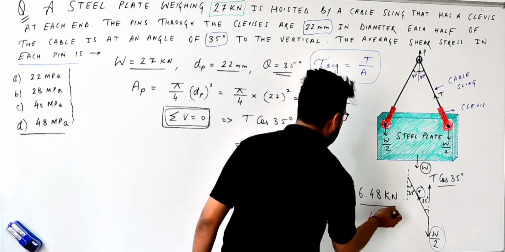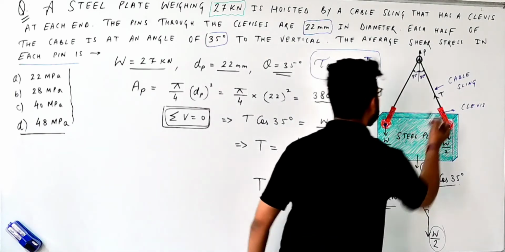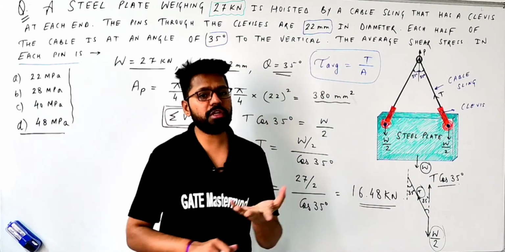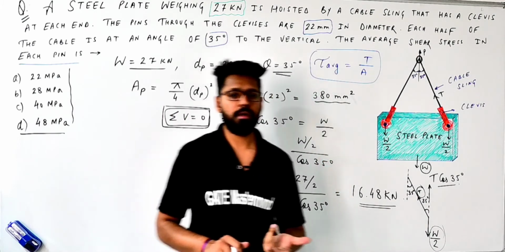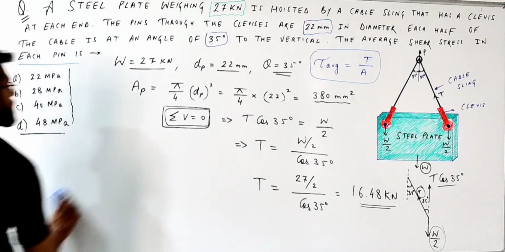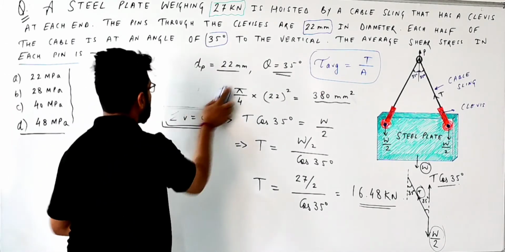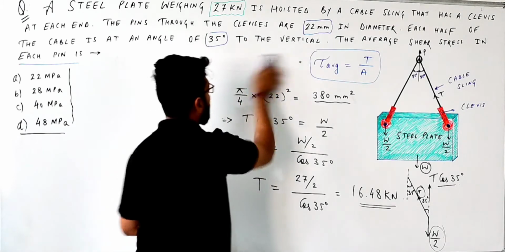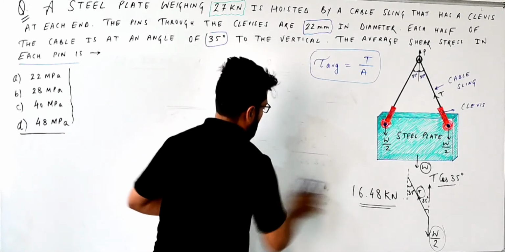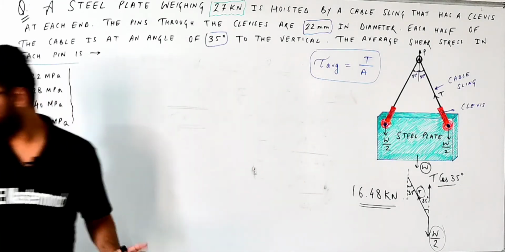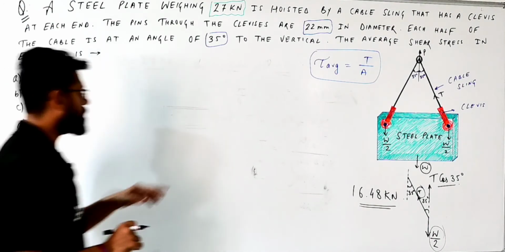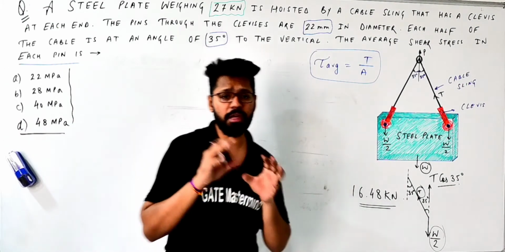Okay students, this is our tension in the cable sling. So the tension is known, and we can find the average shear stress in the pins. Not a big deal. Here you have to remember one very beautiful concept. That's why I am discussing this problem. What is that? Listen carefully. Watch this video carefully. This is a very important concept.